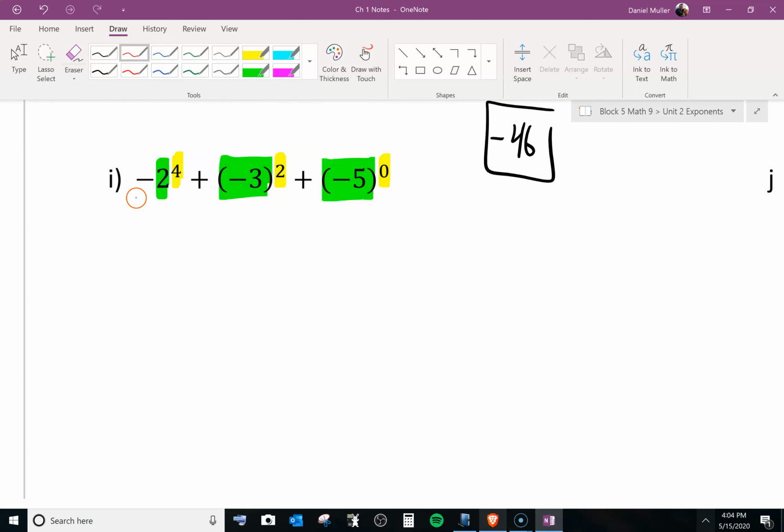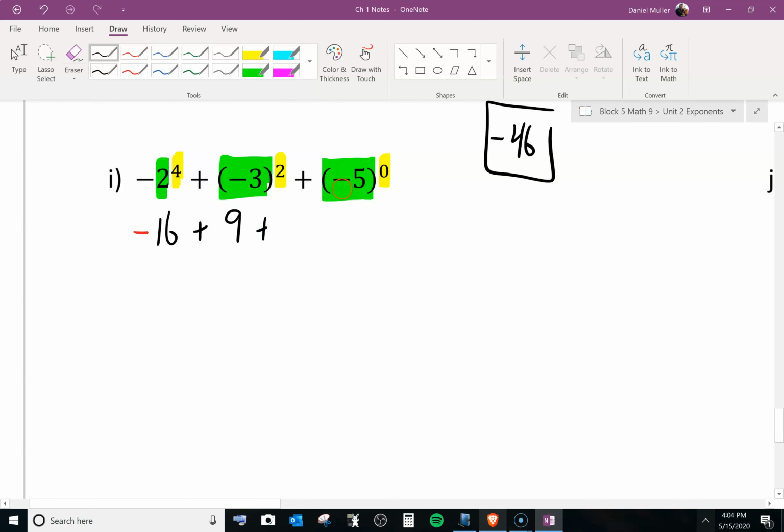So what do I have? Well, I've got the negative that's out in front there. And then I have 2 to the power of 4. So 2 times 2 times 2 times 2, which is 16. Plus, I have negative 3 squared. So that's negative 3 is the base, and we do that 2 times. So negative 3 times negative 3 is a positive 9.